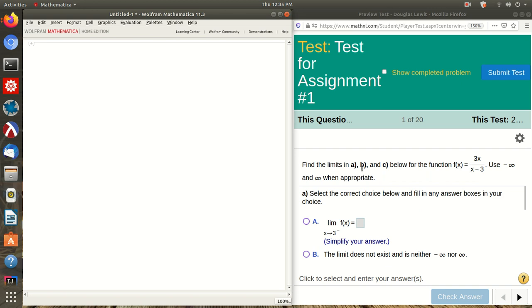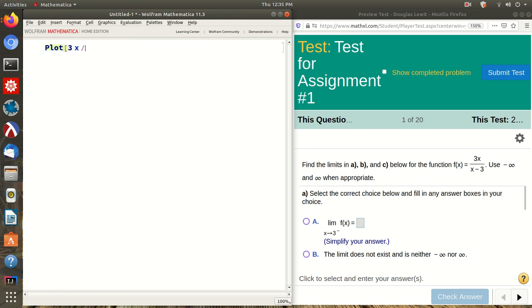Find the limits in a, b, and c below for the function f of x is equal to 3x over x minus 3. Use negative infinity and infinity when appropriate. Okay, so here the limit of f of x as x goes to 3 from the left side. For a problem like this, you really need to look at a graph. So let's check out the graph.